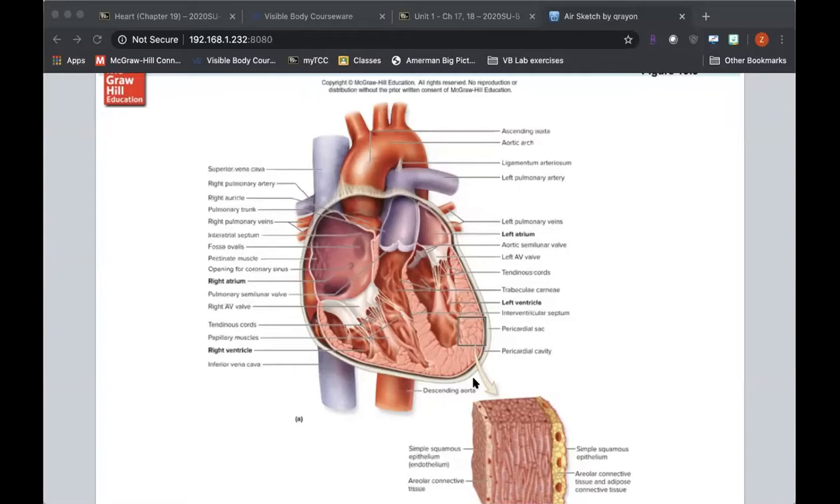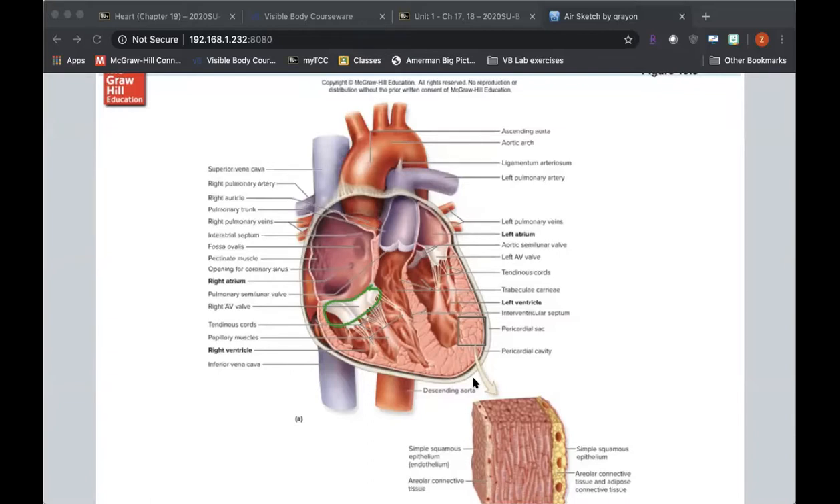Now, I talked about the valves already, but what I didn't talk about is some additional features that are associated with the valves, especially with the AV valves here. What I want to make sure that we all understand is that this white part, now this is a dissected heart, so you are only seeing half of it, so you're only seeing part of that valve.